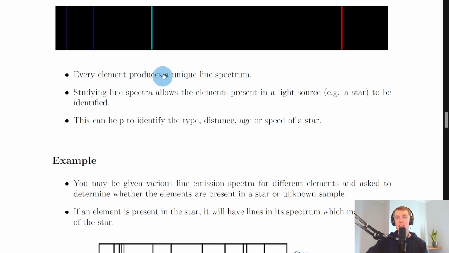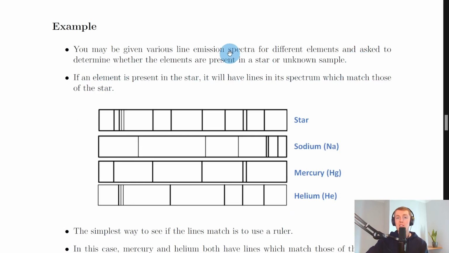So because every element has its own unique line spectrum, studying line spectra allows the elements present in a light source, for example a star, to be identified. This can help to identify the type, distance, age or speed of a star. So this is why astronomers look at spectra. We're able to work out lots of properties about stars by finding out the elements that are present in the stars. And lastly, we have an example here.